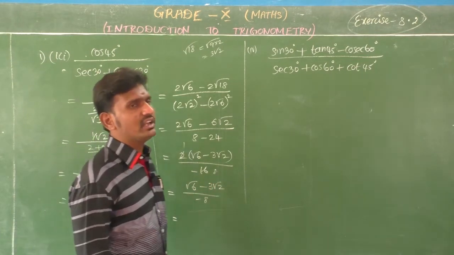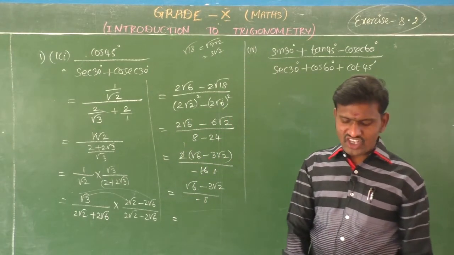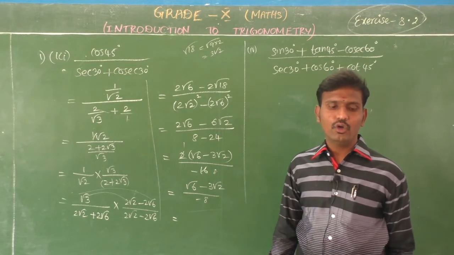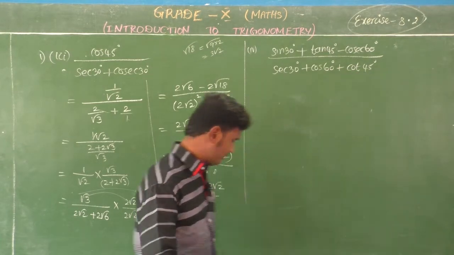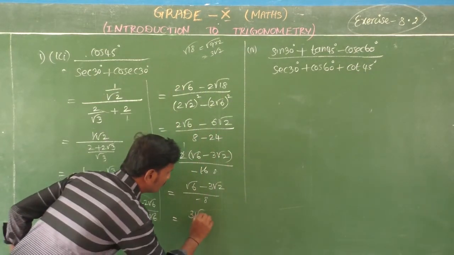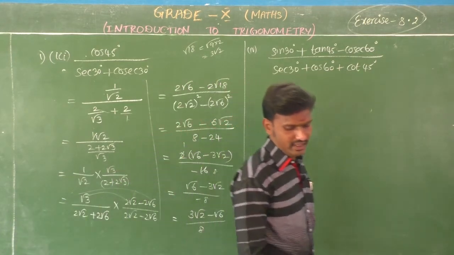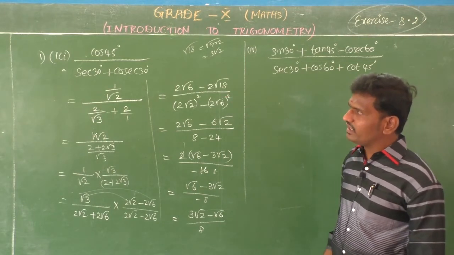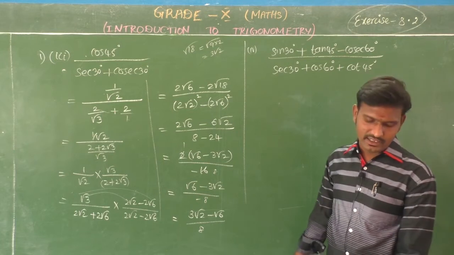And in the denominator we are not going to keep the negative. So for that I am going to change the signs of the numerator. Now what will come? So 3 root 2 minus root 6 the whole divided by 8. So this is the value of cos 45 degree the whole divided by secant 30 degree plus cosecant 30 degree.